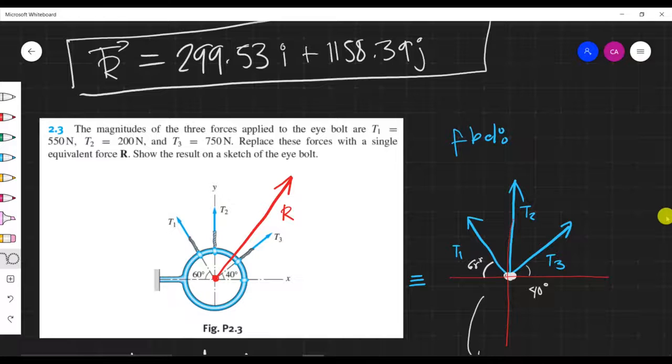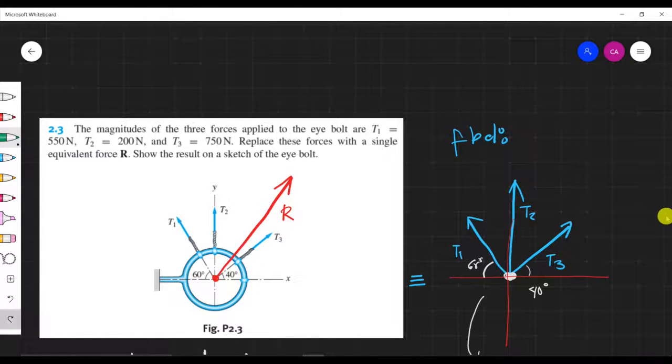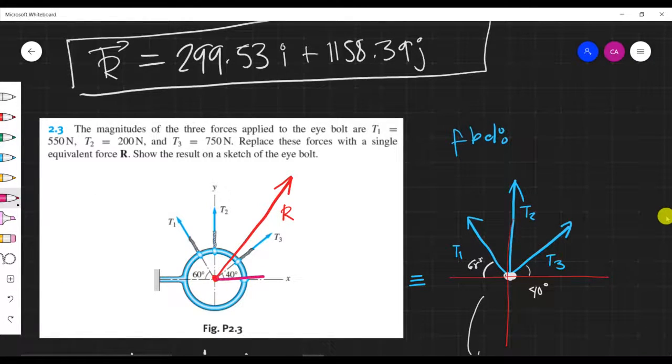So, ngayon, ipa-plot natin siya. So, halimbawa, nandyan sa drawing sa baba. Pag pinlat natin yan, ibig sabihin nun ay kailangan niya mag-travel pa kanan ng 299.53. Then, kailangan niya mag-travel pataas ng 1,158.39. Ngayon, ano yung magnitude? Okay, ang angle din. Ano yung magnitude at saka angle.